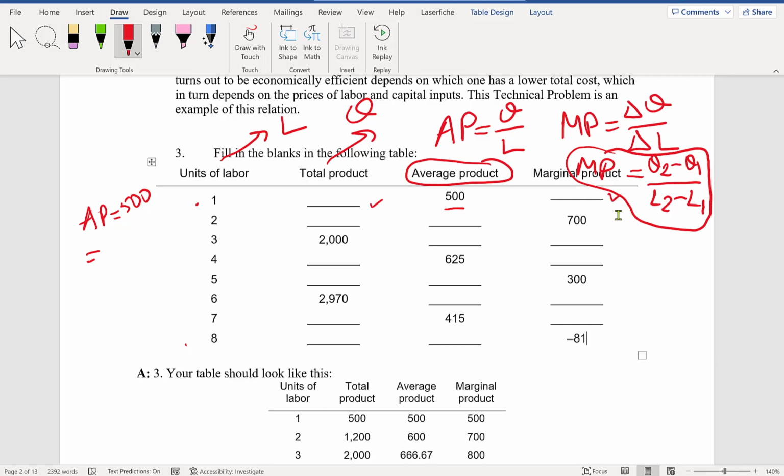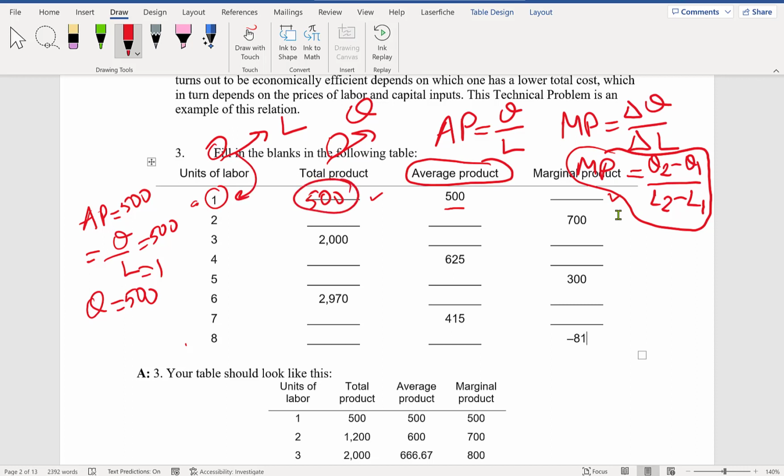So it's easy to do this. Average product formula is quantity divided by labor. So this is supposed to be 500 units. Labor here is 1 unit, right? Therefore quantity, so total product is 500 here. And not only that, we had 0 workers producing 0 total output. The first worker produced 500 units. That's also the marginal product, the additional output we get by employing the first person.